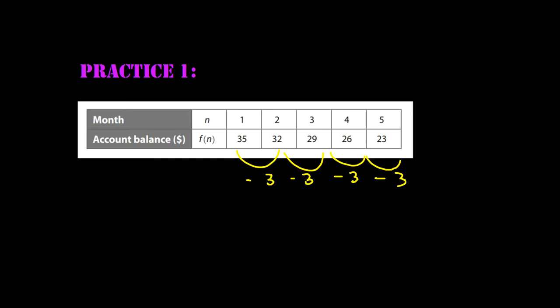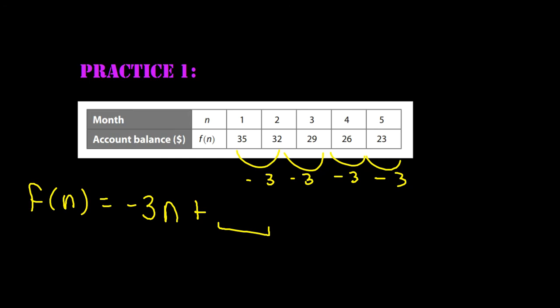So we're going to start writing our rule, and we're going to say that f of n is equal to -3 times n. Okay, since we're changing by -3 every time, the only question is how many times are we changing by -3? And that's why it says -3n. And then we're going to say plus that magic number.